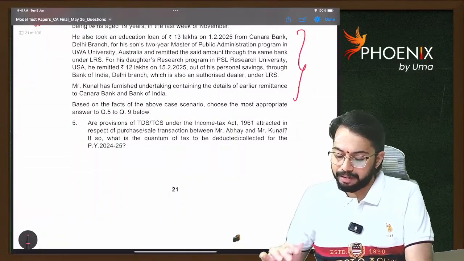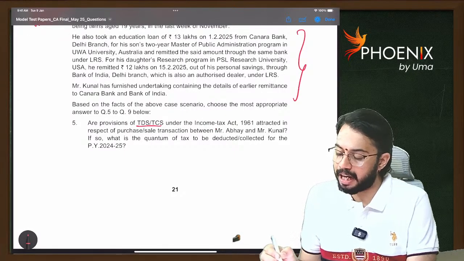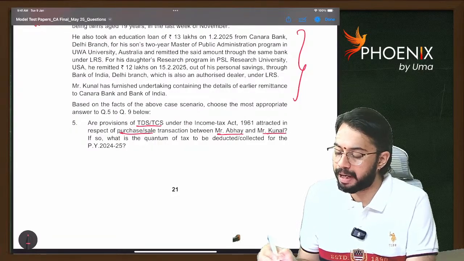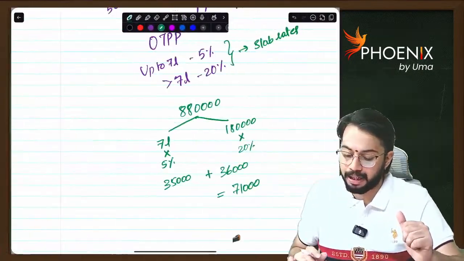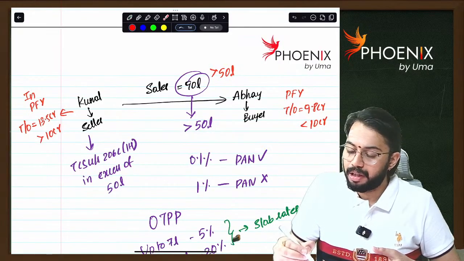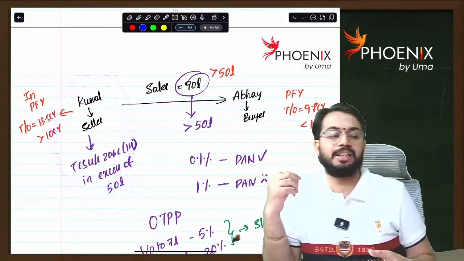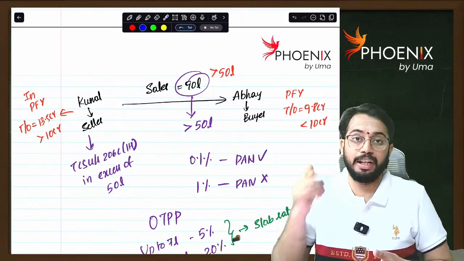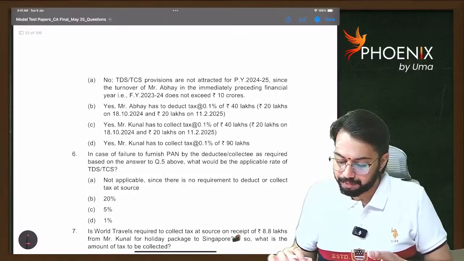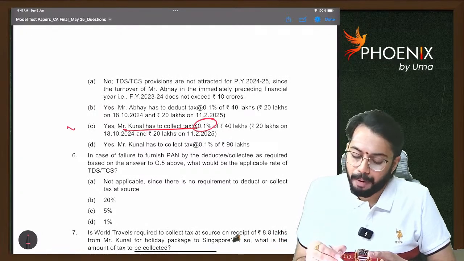Question number 5. Are provisions of TDS/TCS under the Income Tax Act attracted in respect of the purchase and sale transaction between Abhay and Kunal? Yes, they are applicable. Kunal is required to collect TCS. Correct. Here, Kunal is required to collect TCS under section 206C 1H. Those provisions are applicable. So the answer is Kunal has to collect TCS at the rate of 0.1%.